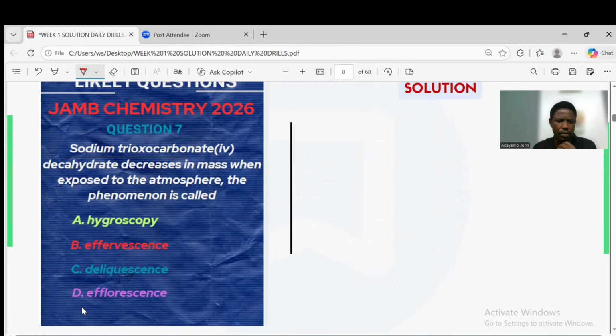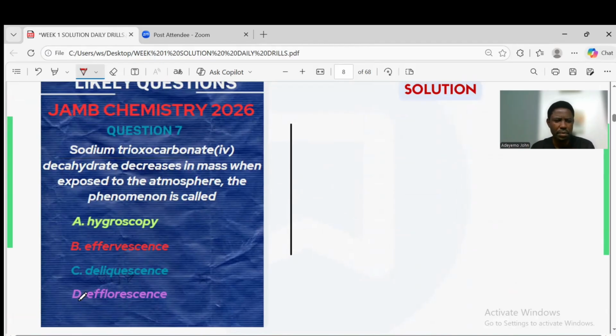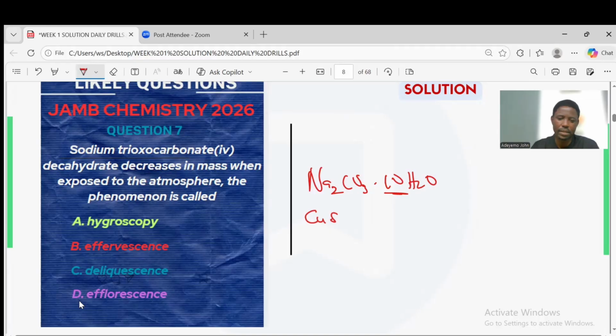So let's look at question 7. Sodium trioxocarbonate(IV) decahydrate decreases in mass when exposed to the atmosphere. The phenomenon is called what? Decahydrate means H2O. Some of you don't know, deca is 10. Let's say it's copper(II) tetraoxosulfate(VI) with 5 H2O, that will now be what? Pentahydrate. That's lovely. Cobalt(II) chloride hexahydrate. These are just things you should know.